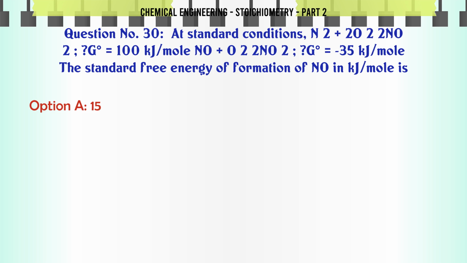At standard conditions, N2 + O2 to 2NO has a standard free energy change of 100 kg mole, and NO + O2 to NO2 has 35 kg mole. The standard free energy of formation of NO in kg mole is: A 15, B 30, C 85, D 170. The correct answer is 85.